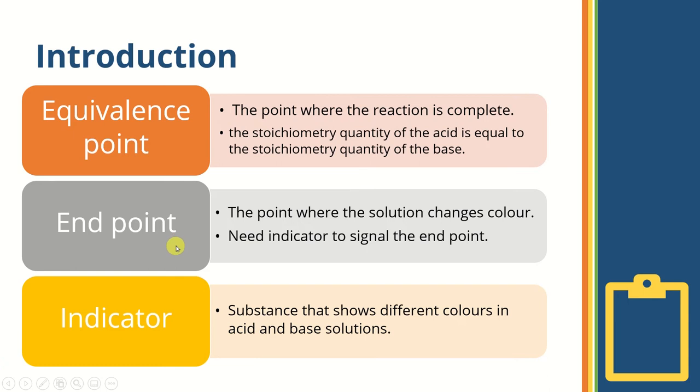The endpoint is gonna be good, which is close to the equivalence point, only when you select a good indicator. A good indicator will signal a good endpoint, which is closer to the equivalence point. So these are the important things in titration.